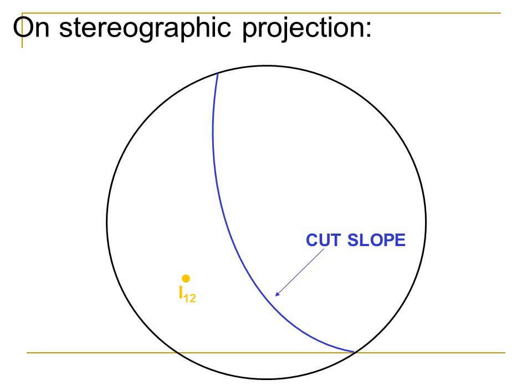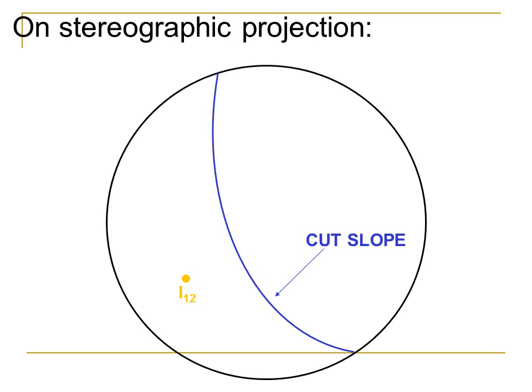In stereographic projection, this doesn't look that different than sliding on one plane, but instead of looking at a dip vector for a plane, we're now looking at an intersection vector. It must daylight outside the cut slope. So this is an example of the kinematic admissibility of sliding on planes 1 and 2.